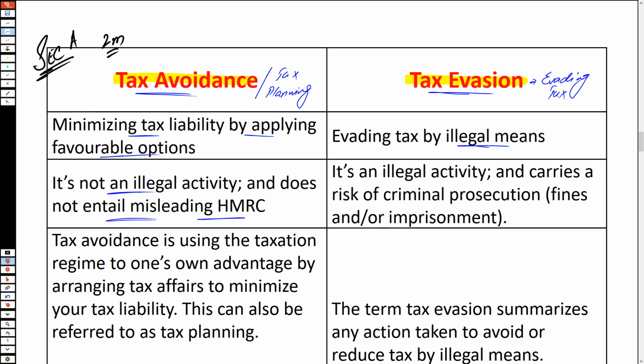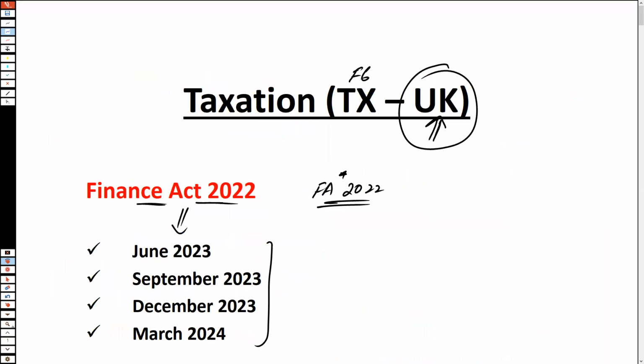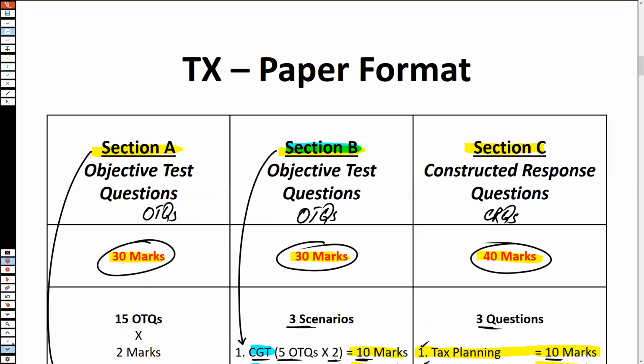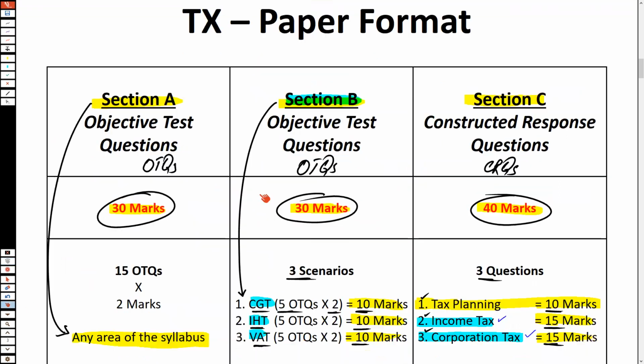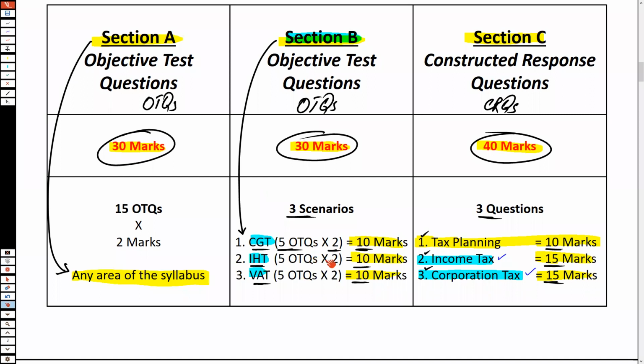So what we have discussed till now, first of all, we talked about the Finance Act and I have told you that while using any study text, while using any practice exam kit, FA 2022 should be mentioned there. And this Finance Act is relevant for those students who are taking the TX paper in any of these 4 exam sessions. Thereafter, we talked about the taxation paper format. Sections A, B, and C are asked, and 60 marks areas are defined.